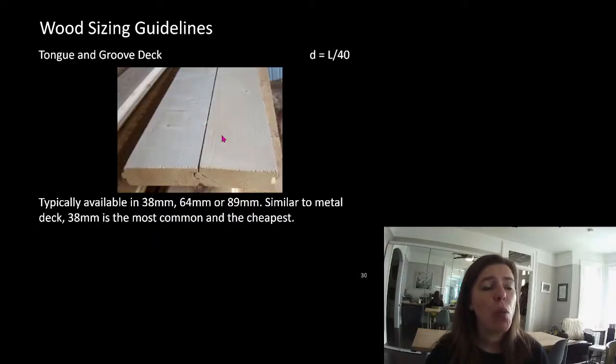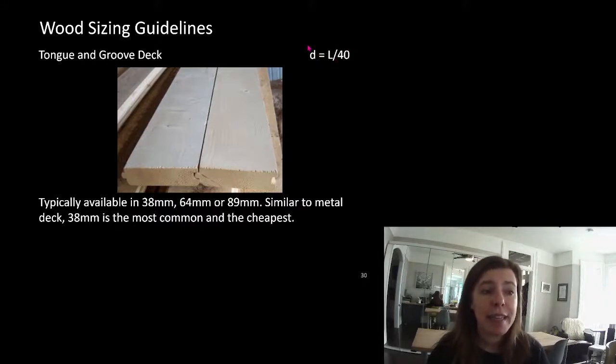Tongue and groove wood deck spans from joist to joist. It isn't as common anymore. We tend not to see it that often. But 38 is the most common and the cheapest. So our depth is L divided by 40.